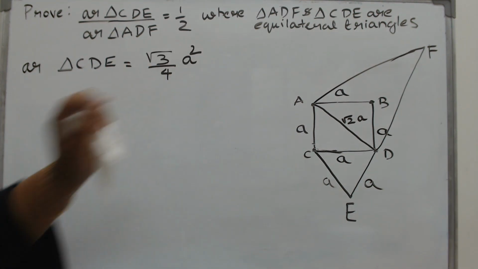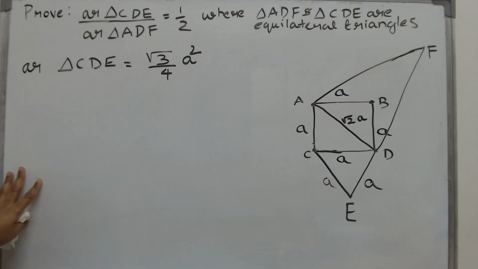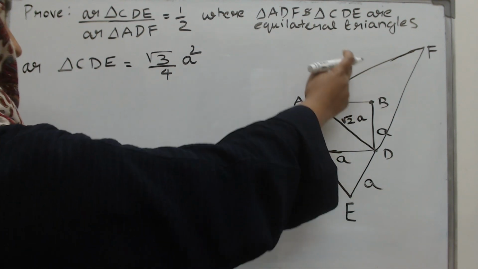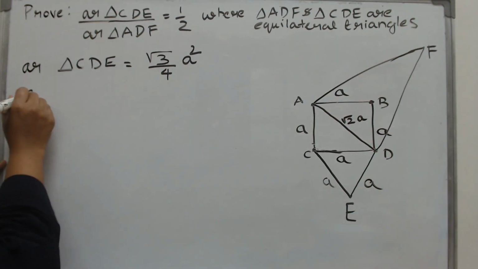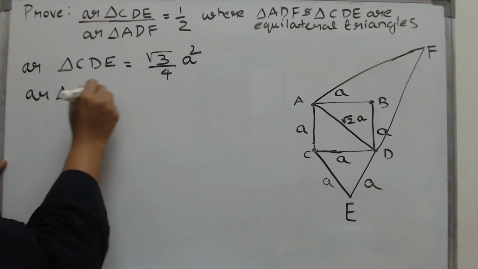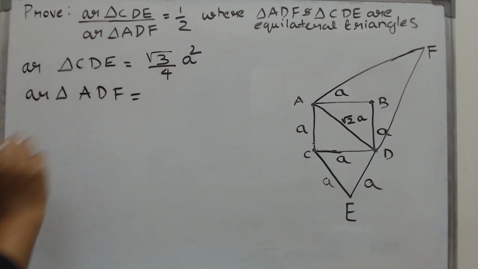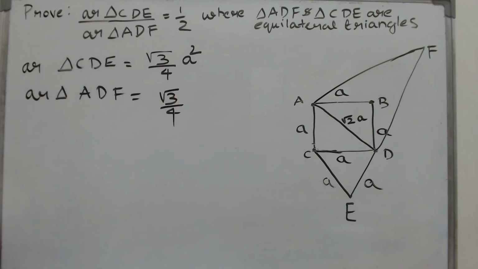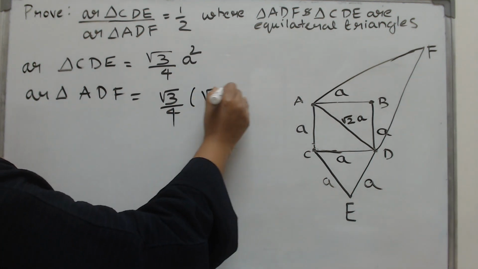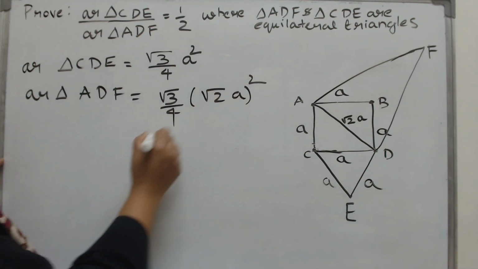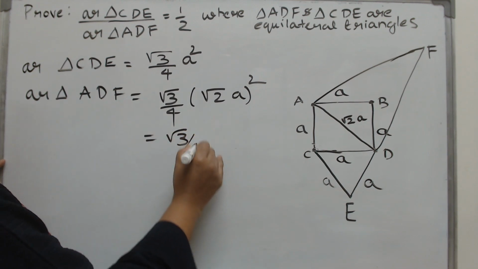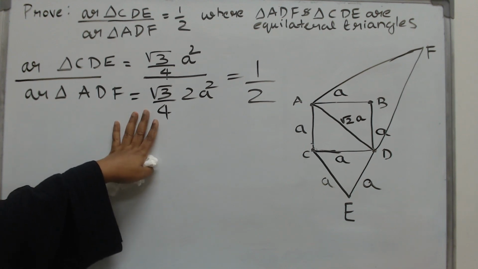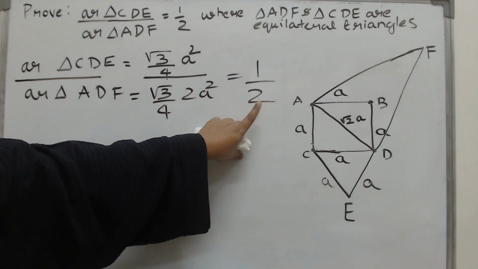Now let us move on to ADF. What sort of a triangle is it? It is an equilateral triangle, which means if this is root 2A, this will be root 2A and this will be root 2A. Or in other words, what will be its area? It is an equilateral triangle, so its area will be root 3/4 into the square of its side, which means what? It will be root 3/4 into 2A square. So cancelling all the similar terms, you get their ratio is half.